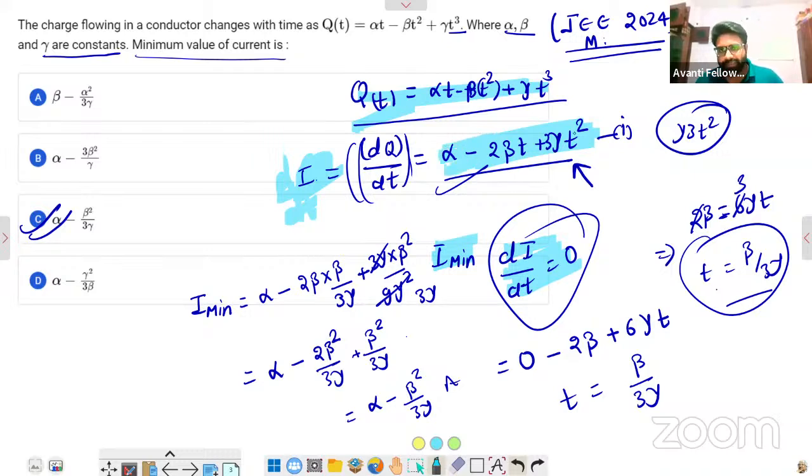So when you differentiate this expression, it is 0 minus 2 beta plus 6 gamma t. From here we got the value of time, beta by 3 gamma. Okay? So this is the time where the current is minimum. So at that particular time, what is the value of current? We need to put this expression here. When we put this expression, we get the value alpha minus beta square by 3 gamma. Clear everyone?